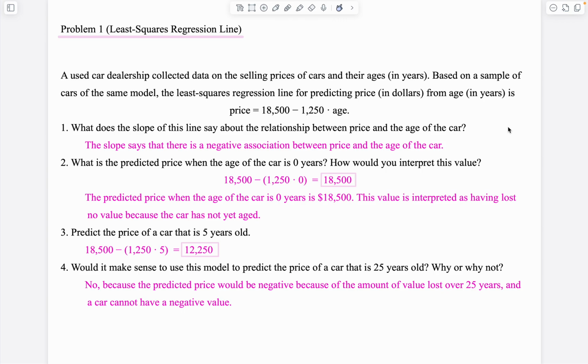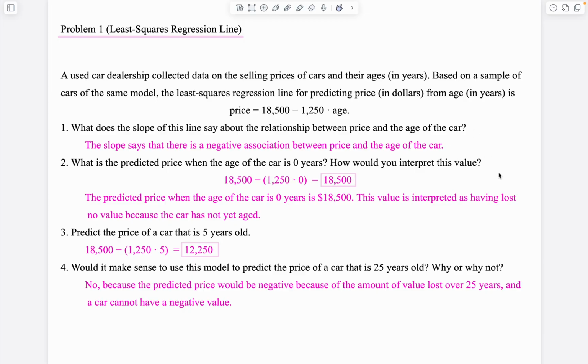Part 1 of the question says, what does the slope of this line say about the relationship between price and the age of the car? So, looking at the least squares regression equation, your slope is going to be the number that is being subtracted, or in some cases added. So the fact that this number is being subtracted says that the slope is negative, which means that there is a negative association between price and the age of the car.